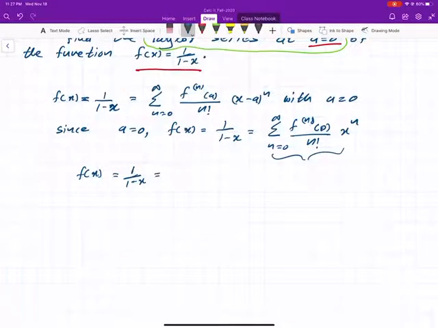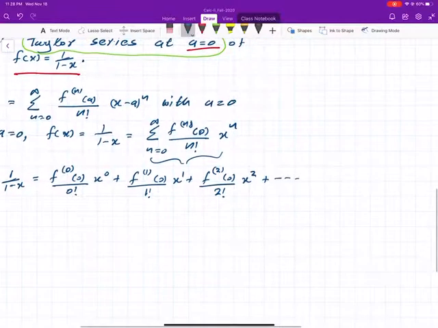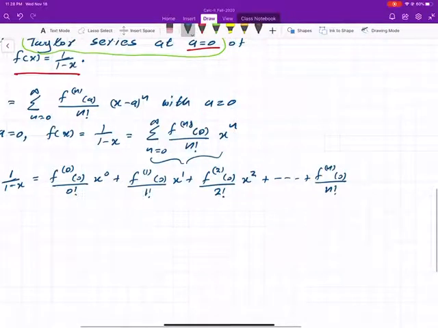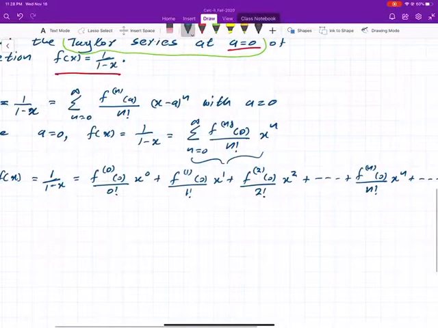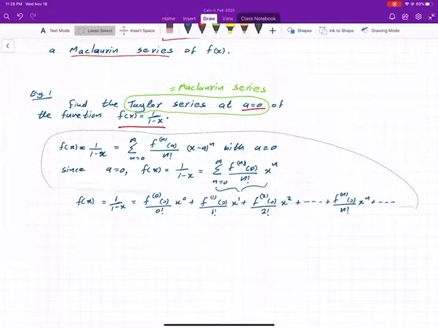First, if n equals 0, that means f to the 0th derivative at 0, over 0 factorial, x to the power 0, plus f to the power 1 at 0, over 1 factorial, x to the power 1, plus f to the power 2 at 0, over 2 factorial, x to the power 2, plus several terms like that. And then you have the nth term, f to the power n at 0, over n factorial, x to the power n, plus dot dot dot. Alright, so let me take this right word a little bit.